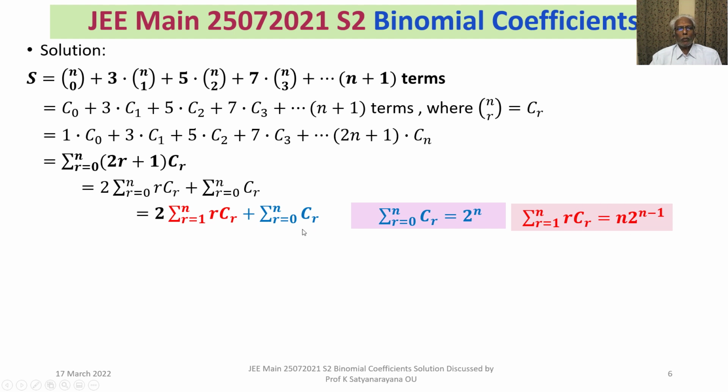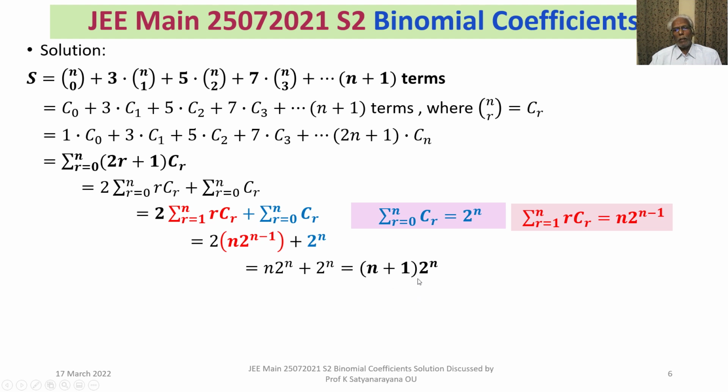And now substitute these two results here. 2 into n times 2 to the power of n minus 1 plus 2 power n. And 2 into 2 power n minus 1 is 2 power n. And that will be n into 2 power n plus 2 power n. And 2 power n is common, so n plus 1 times 2 power n.